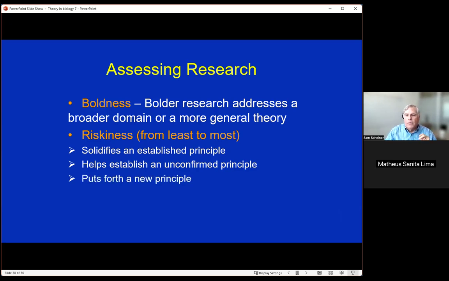Or if you want to put forth a brand new principle at some level in the hierarchy, remember I said the domains can be narrower or broader. They could be, for example, about all mammals, or maybe about mammals in Africa, or about all vertebrate life, right? So those are different size domains. If you want to put forth a new principle, obviously that's risky because you don't have much information there. And then finally, the riskiest work is attempting to disconfirm an established principle. But that can sometimes be the most exciting science, right?